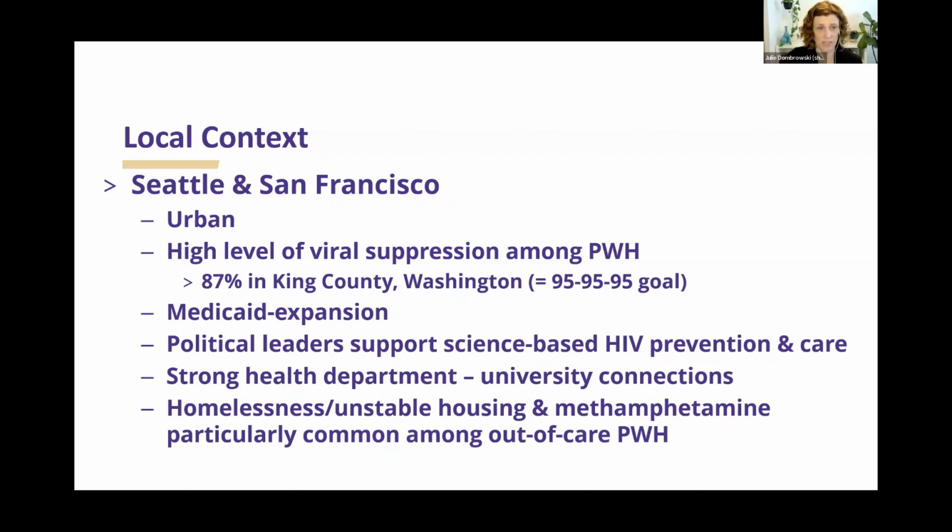So in King County, 87%. That's consistent with meeting the 95-95-95 goal. So we are really working on focusing our EHE services on that small remaining population. We're Medicaid expansion states, we're both EHE-funded cities, we have supportive political leaders, strong health department university connections, and some of the key barriers to care engagement among people with HIV are homelessness and unstable housing and methamphetamine use. So these models were really designed for this population.